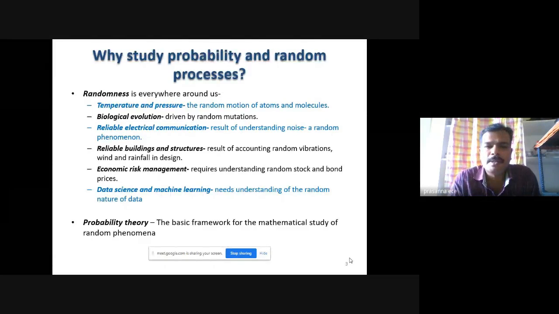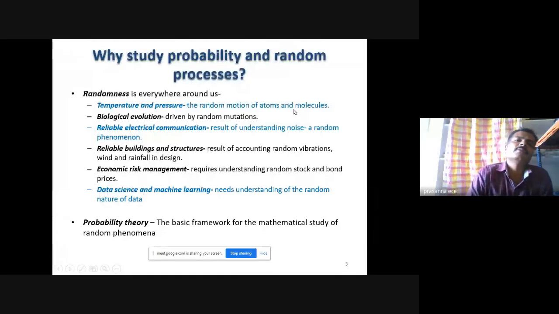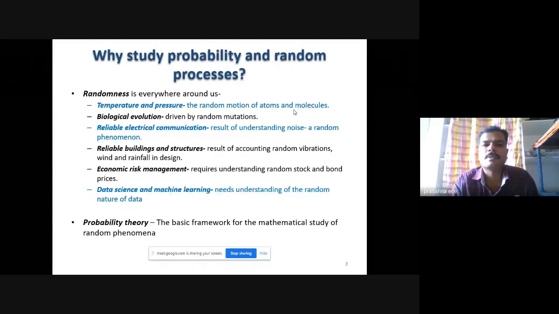Say for example, temperature and pressure, biological evolution, reliable electrical communication, buildings and structures, finance, and data science and machine learning. These are some example domains where we can see randomness. For example, when we consider temperature and pressure, the underlying phenomenon is the random motion of atoms and molecules. The overall random motion gives rise to temperature and pressure. Pressure is the random motion of air molecules. Temperature again is the random motion of molecules in a solid material.